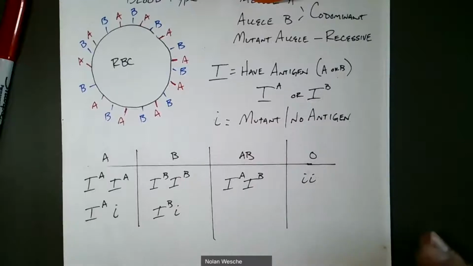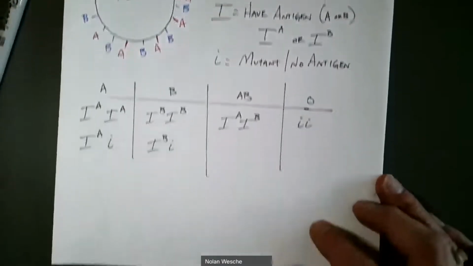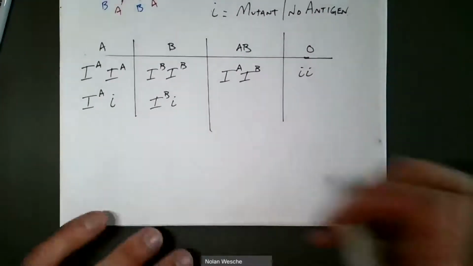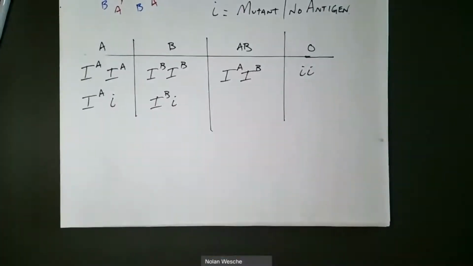So what we want to do is look at a Punnett square. So let's say that we've got, let's look at an example. I'm going to use a different color.